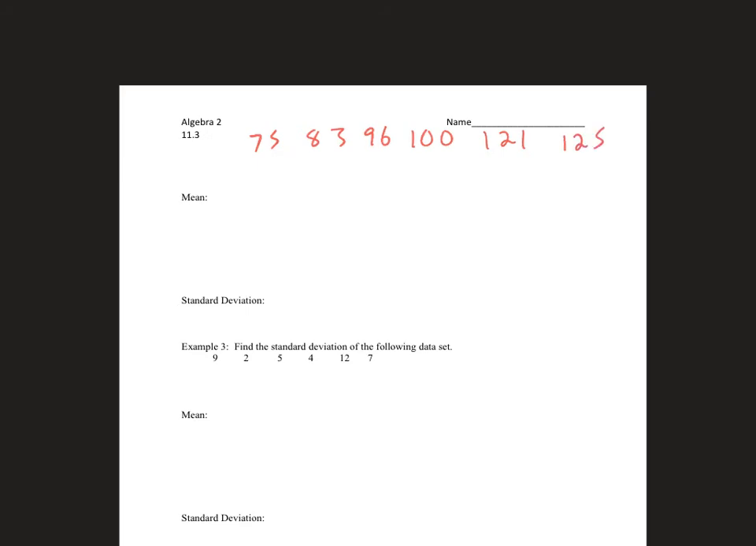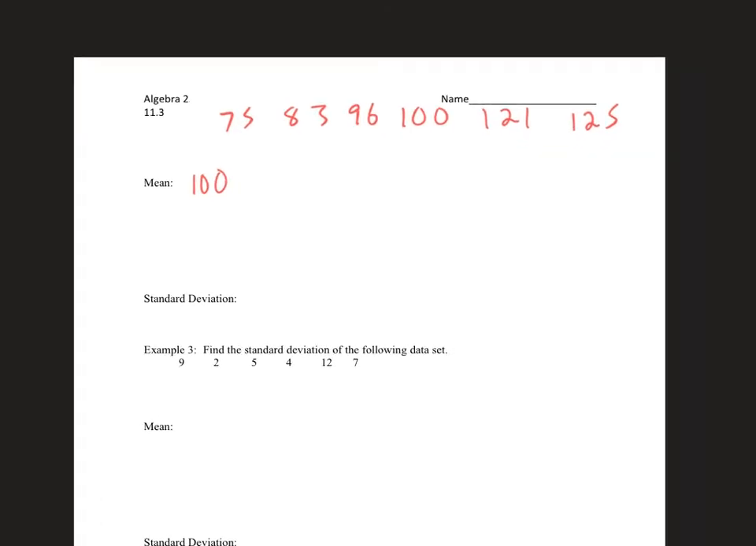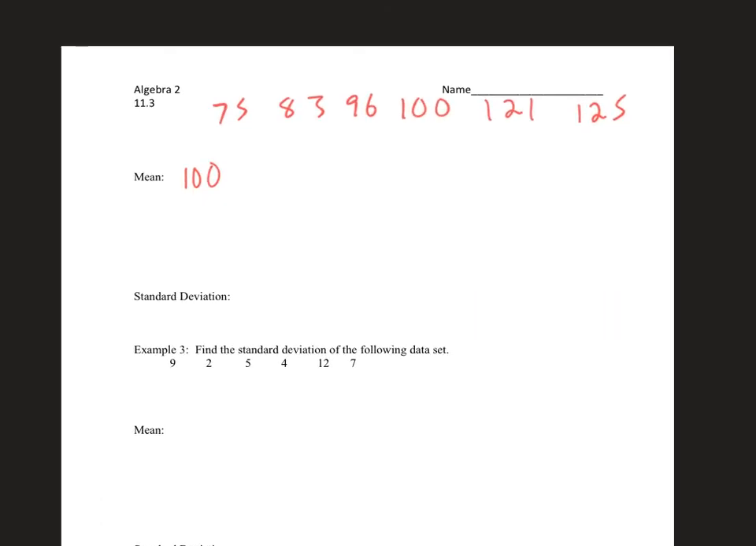Okay, so first I need to find the mean of these numbers. So I'm going to add them up and divide by 6. My mean is 100. So following the same steps that I did from example 1, 75 minus 100. So this was step 1. Step 2: negative 25 squared plus negative 17 squared plus negative 4 squared plus 0 squared plus 21 squared plus 25 squared. That's step 2.